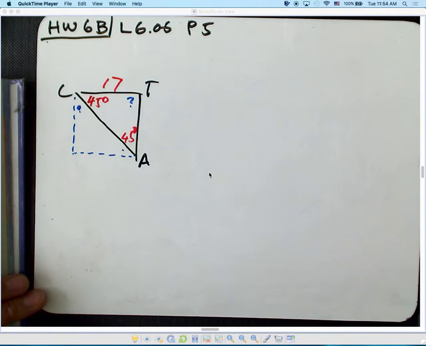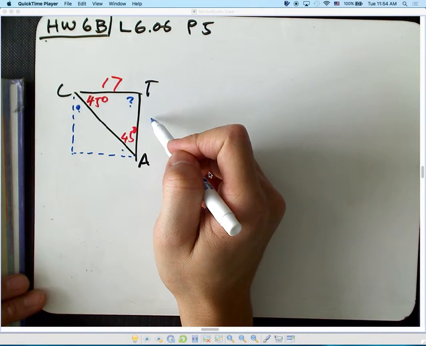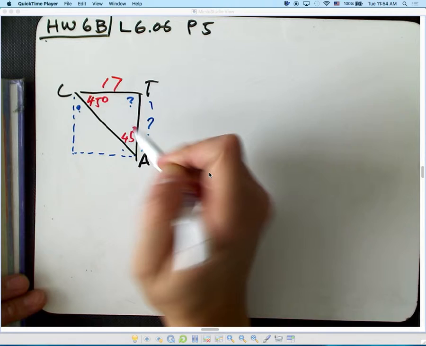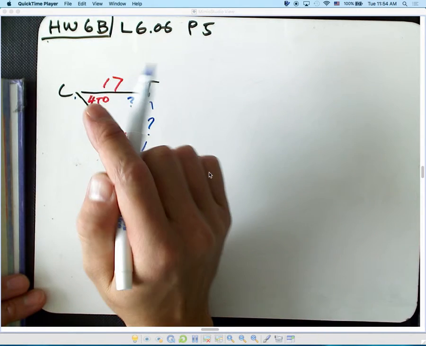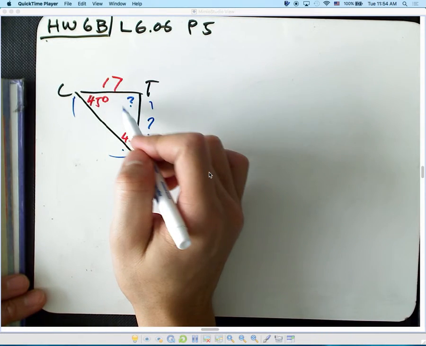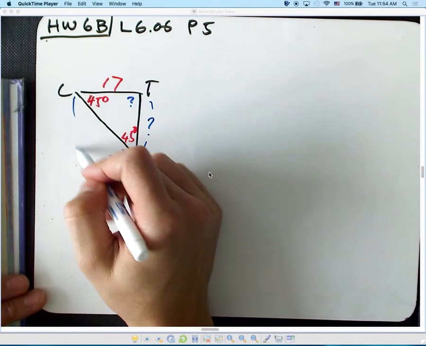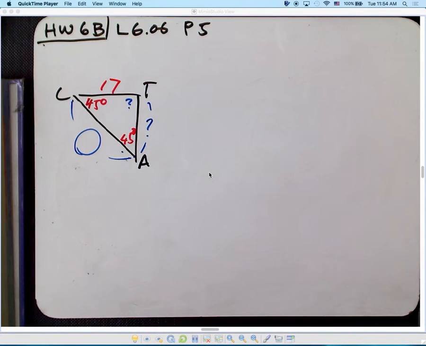So I want you to use that fact to find out this guy right here, TA. And then once you find it, you can use the Pythagorean theorem to find this guy. So that's problem number 5. So let's move on to lesson 6.07.